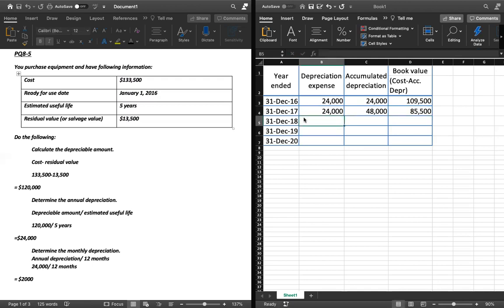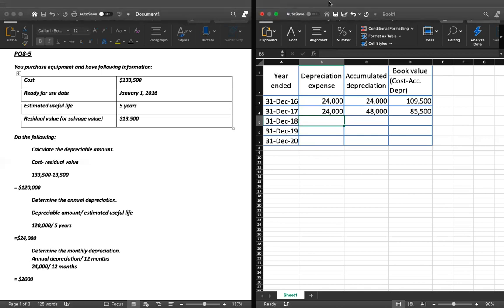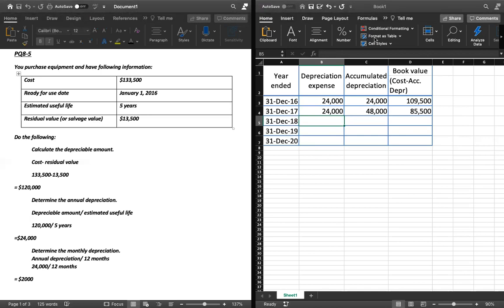So I would like for you to now pause the video and do the depreciation expense, accumulated depreciation, and the book value for years 2018, 2019, and 2020. Let's see how you did. So I have just bolded the numbers just to represent that these are the answers. So let's go through them and see if you got them correct.